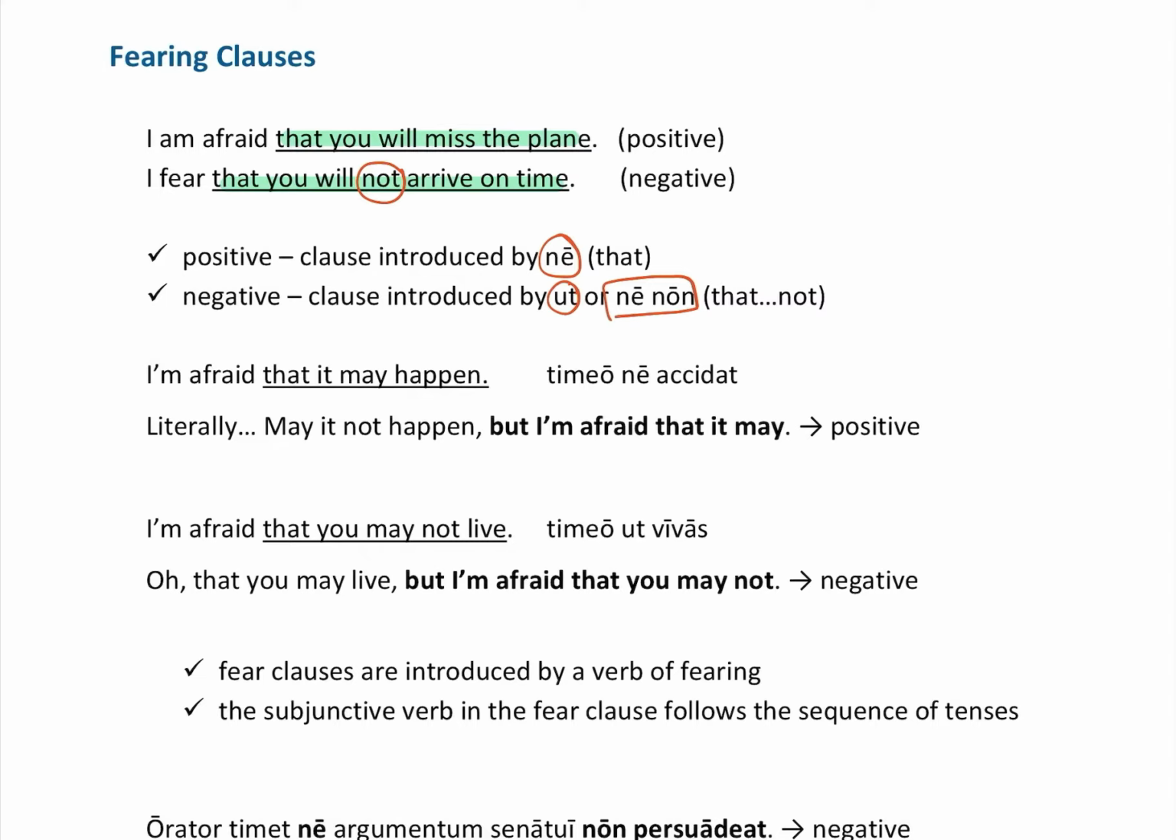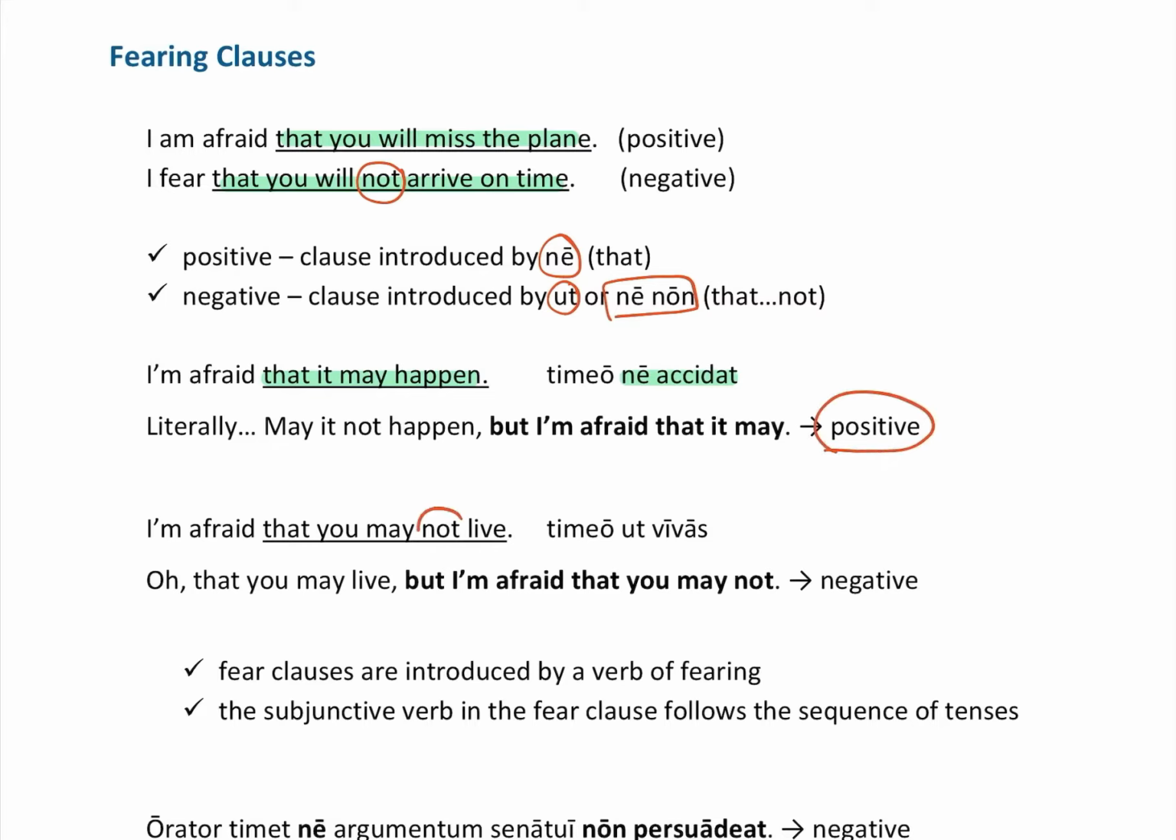I am afraid that it may happen. If we're going to translate that into Latin, here we have the beginning of our clause, that it may happen. So timeo, I am afraid, and then we have our ne, that it may happen. Literally, may it not happen, but I'm afraid that it may. So it's positive.